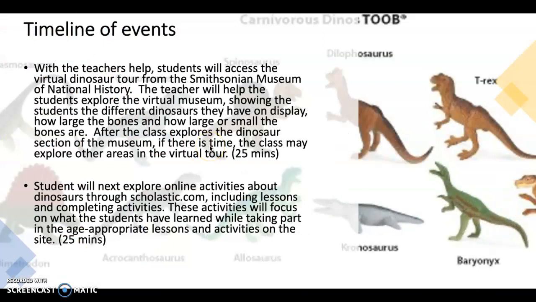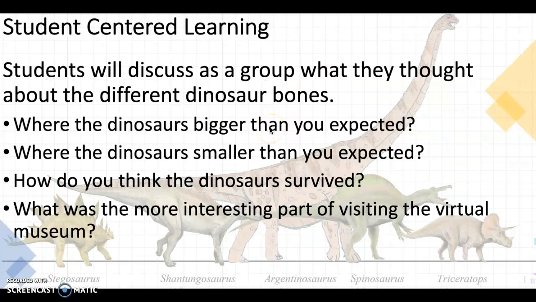And then the second part of the lesson would be for the students to explore online activities from scholastic.com and complete fun, learning, age-appropriate lessons and activities from the site. The student-centered learning for this lesson would be that students would be able to discuss in a group what they thought about the different dinosaur bones.